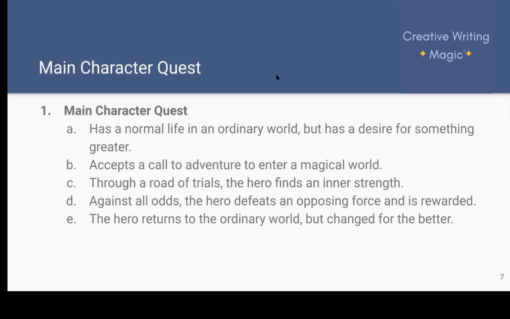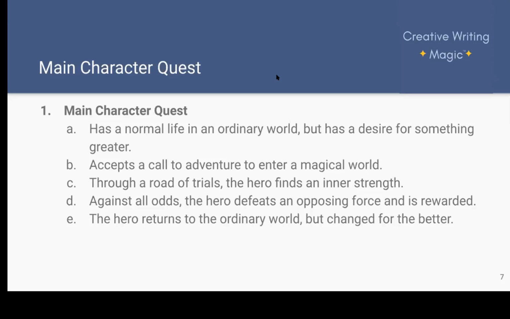And then of course we have the quest. So the quest is where the whole story structure comes into play. And the quest is all about the main character. So essentially in the beginning of the book, the main character has a normal life in an ordinary world, but has a desire for something greater. And really, it's that desire for something greater that drives the story. And then they accept the call to adventure and they enter a magical world as opposed to the ordinary world.